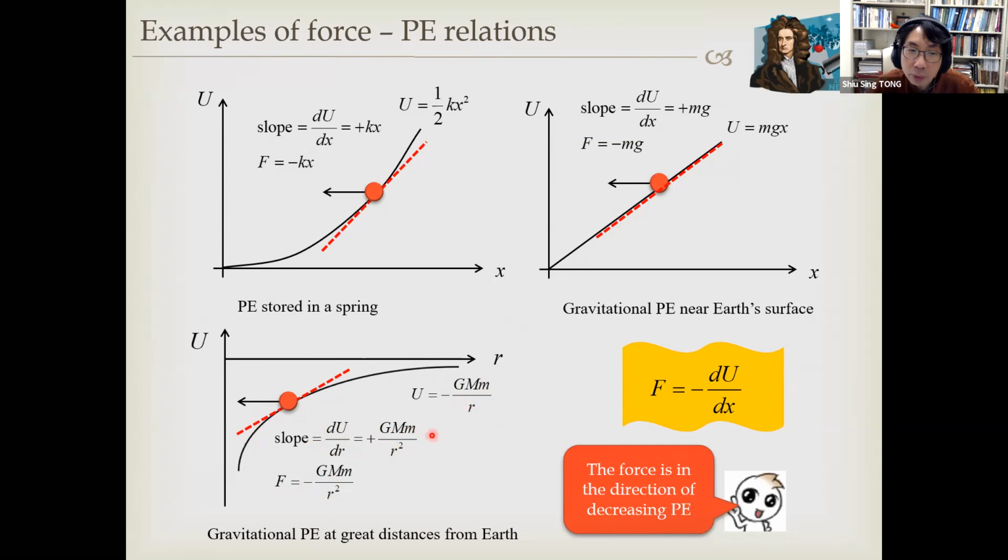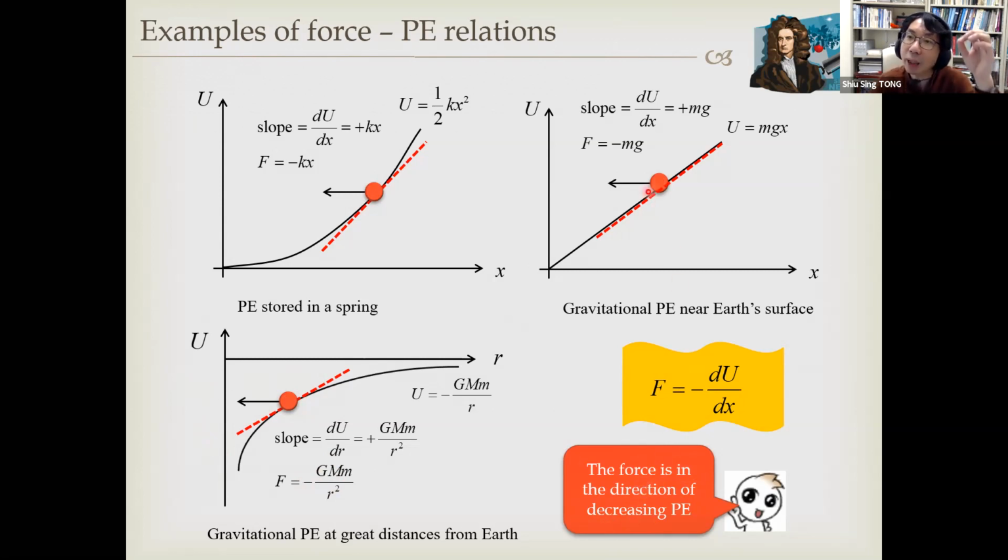So again, you can see the slope of the tangent is in a positive direction. But eventually, you add a minus sign to get the conservative force, which points in the negative r direction. So again, it's in the direction of decreasing potential energy. So you always remember this: the force is in the direction of decreasing PE.